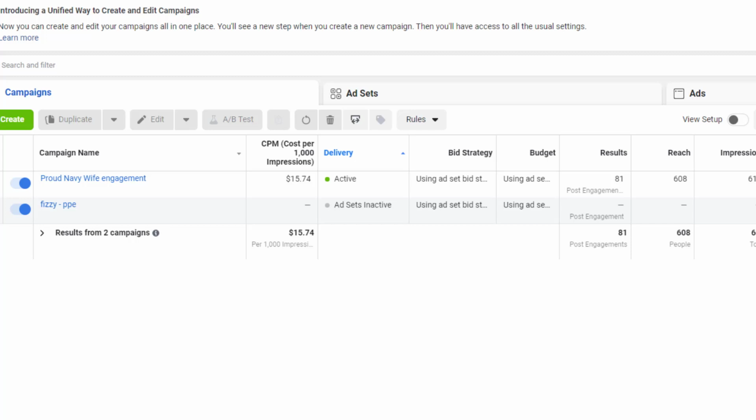So that's the situation right now with this campaign. But just looking at these results, 600 people reached to get 81 post engagements, that's actually pretty good. That's actually more than a 10% rate of engagement.